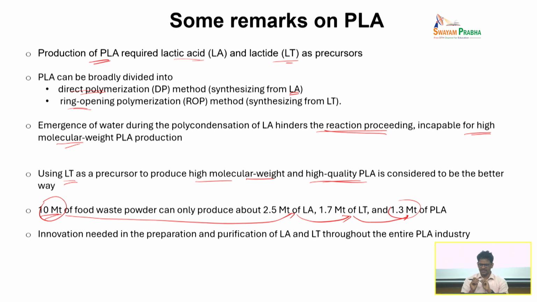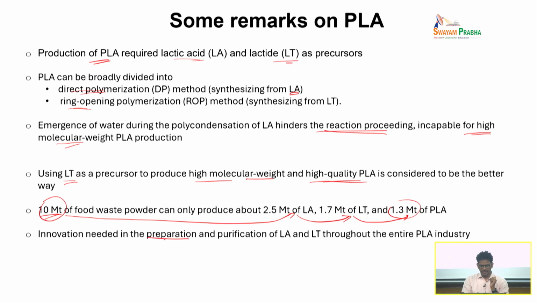So, what that means is in each step when you go from your food waste to lactic acid, and from lactic acid to lactide, and from lactide to polylactide, there is always an issue of selectivity, yield, purity, all that. So, therefore, a lot of research or innovation is needed to find a preparation method and purification method for lactic acid and lactide throughout the entire PLA industry, okay. So, that's what drives more research in this particular field. I will not be talking about all the chemical details, but I will just touch upon a few important terminologies, and if you are interested we can look at these details later.